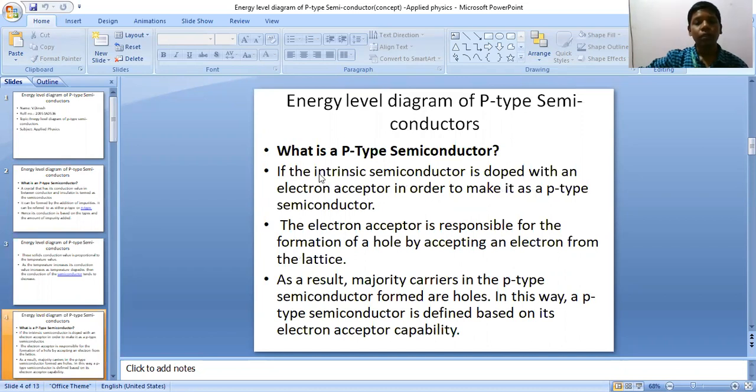What is a p-type semiconductor? If the intrinsic semiconductor is doped with an electron acceptor in order to make it a p-type semiconductor, the electron acceptor is responsible for the formation of a hole by accepting an electron from the lattice. As a result, the majority carriers in the p-type semiconductor are the holes. In this way, a p-type semiconductor is defined based on its electron acceptor capability.